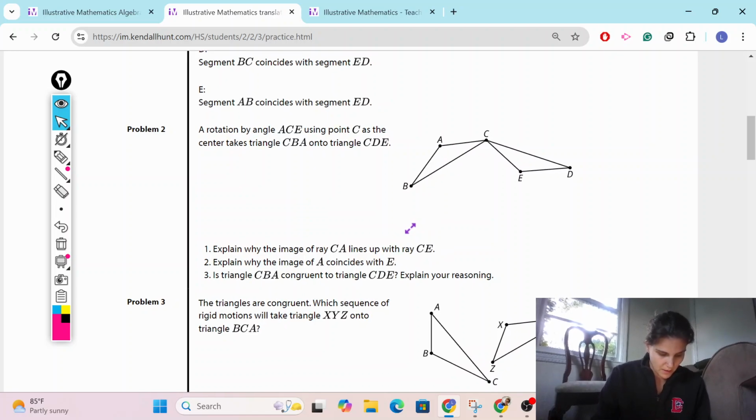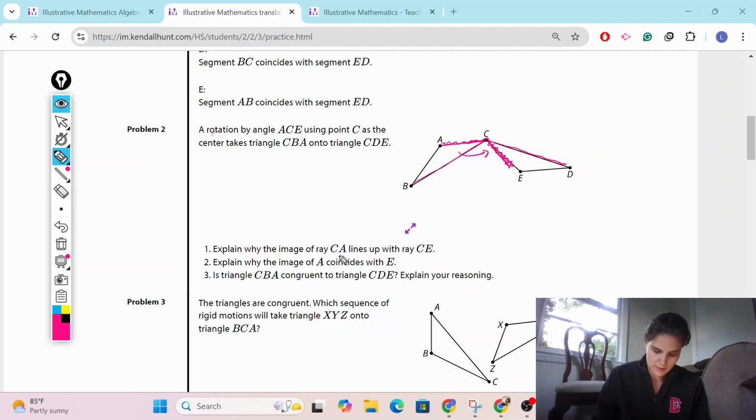Problem 2. A rotation by angle ACE using point C as a center takes triangle CBA onto triangle CDE. So CBA got rotated so it lines up with CDE. That means this line right here lines up on this line right here. This line, make it squiggly, lines up on that line. And then finally, AB would line up on ED.